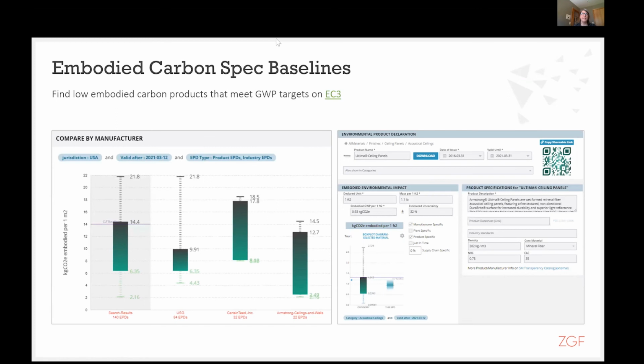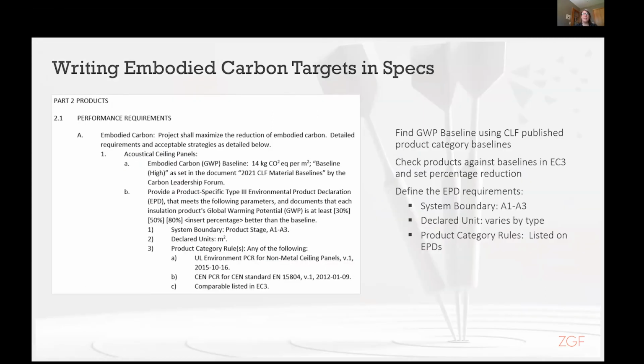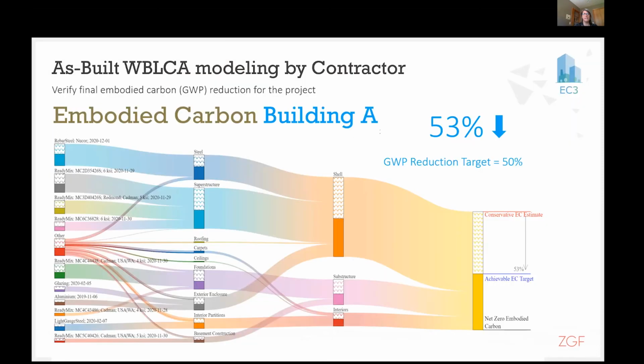And then I can go into EC3 and I can actually look at which products beat that and by how much. And once I know that my basis of design products can beat it by a lot, then I can write it into my specifications and say, thou shalt do this well. Thou shalt reduce your global warming potential for this type of product by at least X%. Better than that CLF baseline. And that will lead, hopefully, to an outcome like this, where when you get to the end of the project, you can show that the project itself, the as-built project, has shown an over 50% reduction.